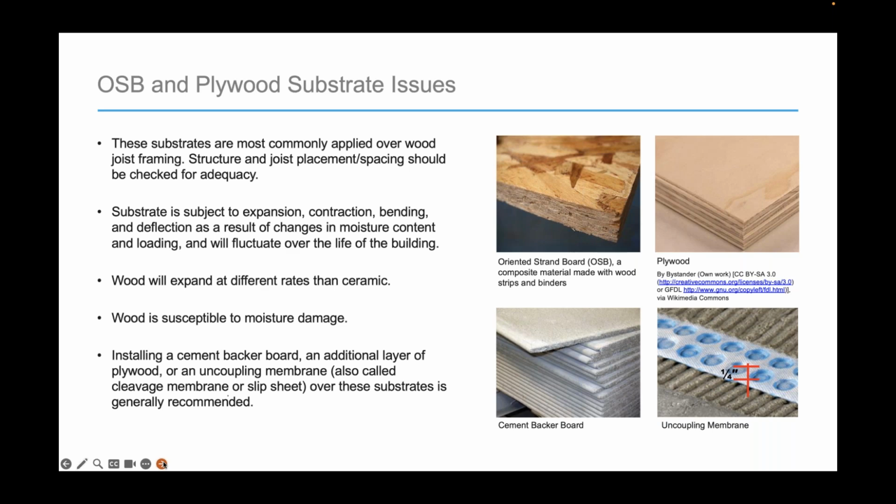Structure and joist placement spacing should be checked for adequacy. Substrate is subject to expansion, contraction, bending, and deflection as a result of changes in moisture content and loading, and will fluctuate over the life of a building. Wood will expand at different rates than ceramic. Wood is susceptible to moisture damage. Installing a cement backer board, an additional layer of plywood, or an uncoupling membrane, also called cleavage membrane or slip sheet, over the substrates is generally recommended.